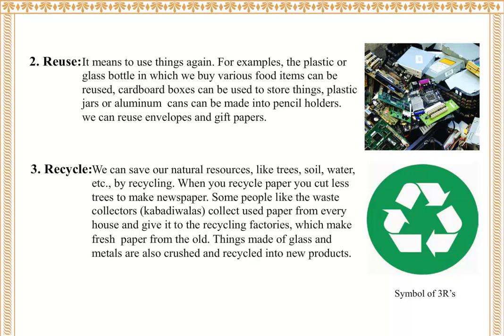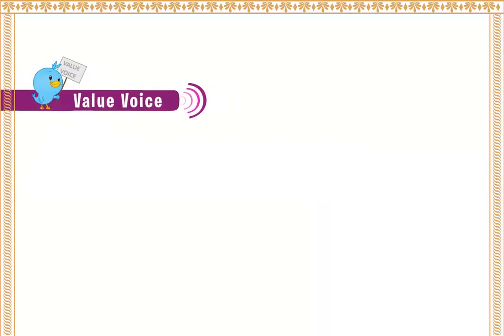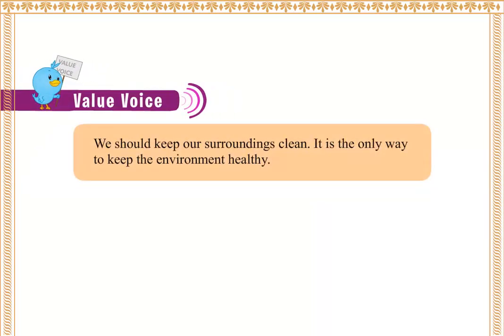Symbol of 3 R's. Do you know? Paper is recycled to make new paper. Broken glass pieces are recycled to make new containers, while steel cans are melted to make new cans. Value voice. We should keep our surroundings clean. It is the only way to keep the environment healthy.